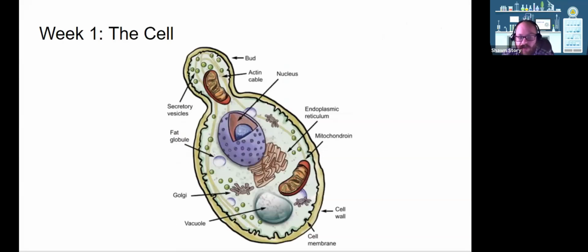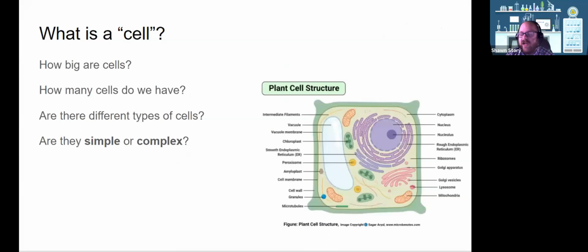And so here's a few discussion questions that I have for us to kind of talk about before we get into it. First question is, how big are cells? How many cells do we have? And are there different types of cells? What are the different types of cells? Are they simple or are they more complex? So we're going to watch a video, and I want you to be thinking about these 4 questions when we watch this video. This video will answer these 4 questions.